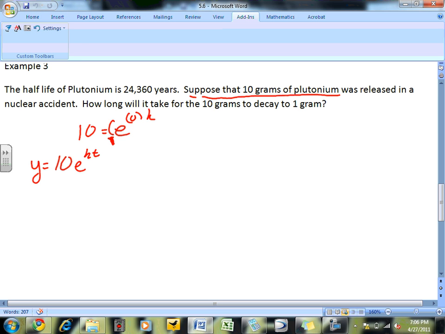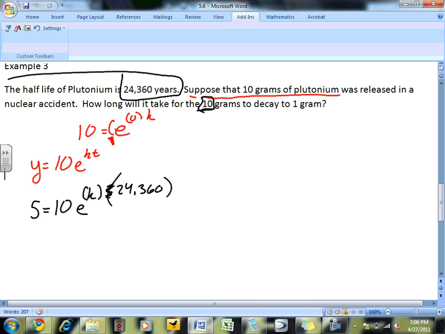All right, well, they give us another condition. They actually tell us what the half-life of plutonium is. They tell us that it's 24,360 years. So in 24,360 years, we're going to have half of the 10 grams. We're going to have 5 grams. So we're saying that 5 equals 10 times e to the k times, sorry, not 5, at t equals 24,360. Sorry about that. Okay, so when time is 24,360 years, we have 5 grams left.